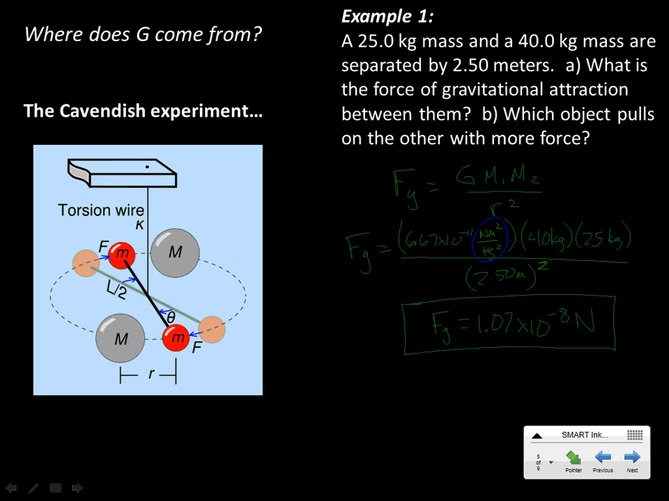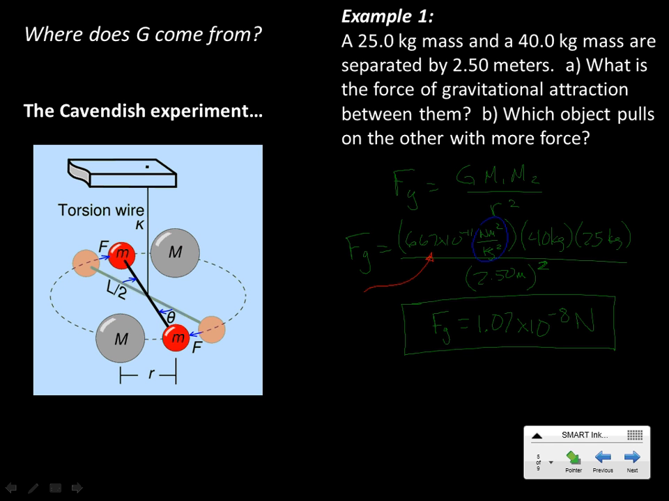And this really gets to the idea that most forces are pretty small, unless you're dealing with A, big masses, or B, masses that are really close together. That's the only way to get gravitational forces that aren't really, really small.